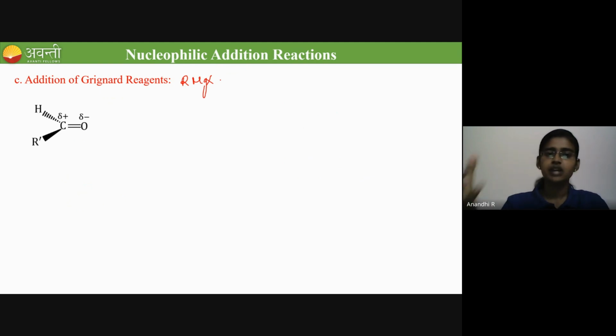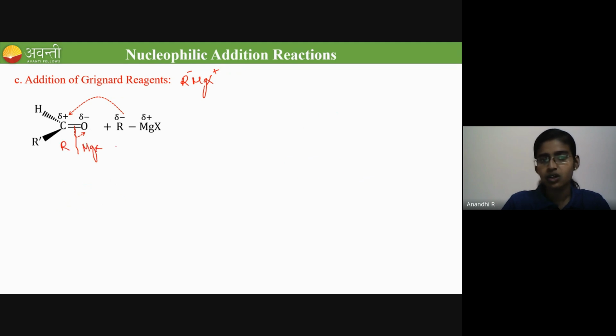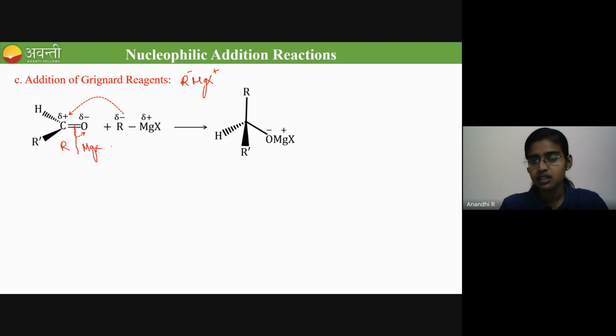We are going to add this RMgX to the C=O system. So what are the negative and positive parts of this RMgX? R is the negative part and MgX is the positive part. In the first step, break one of the carbonyl bonds, add R to the carbon and MgX to the oxygen. So you will get the tetrahedral intermediate like this.